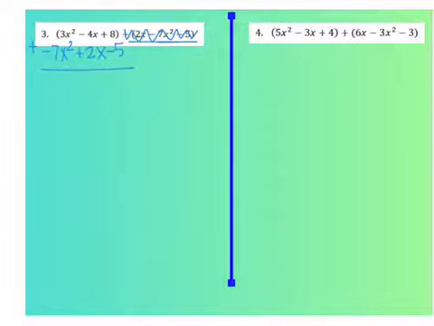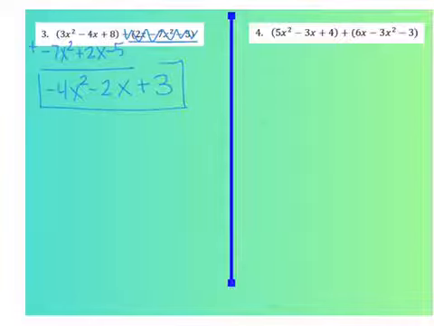So I have a 3 plus a negative 7, which gives me a negative 4x squared. A negative 4 plus 2 gives me a negative 2x. And an 8 plus a negative 5 gives me plus 3. This would be my final answer because it is in standard form.